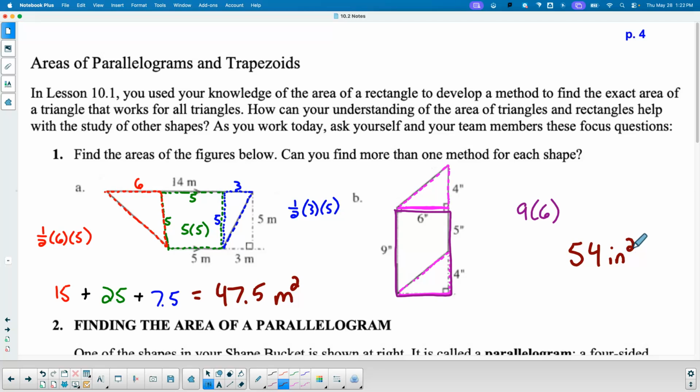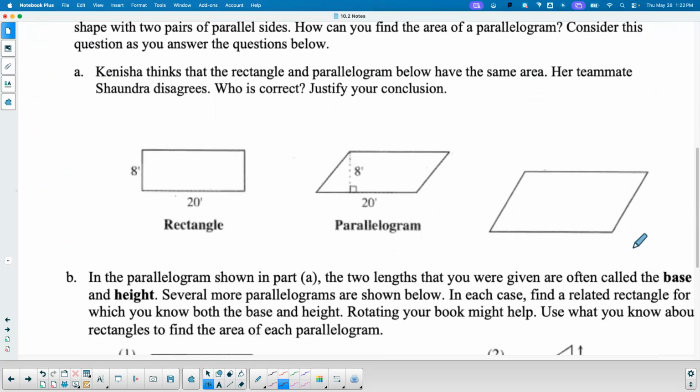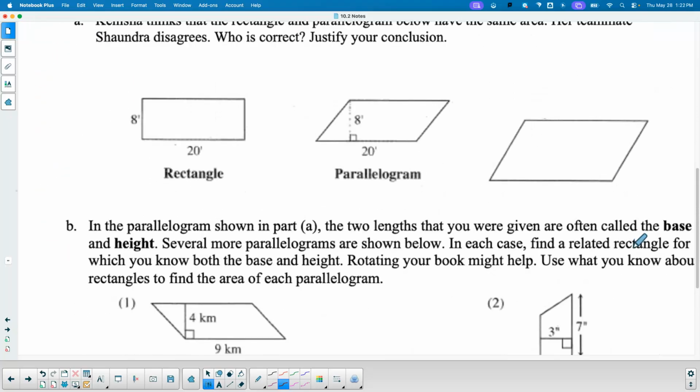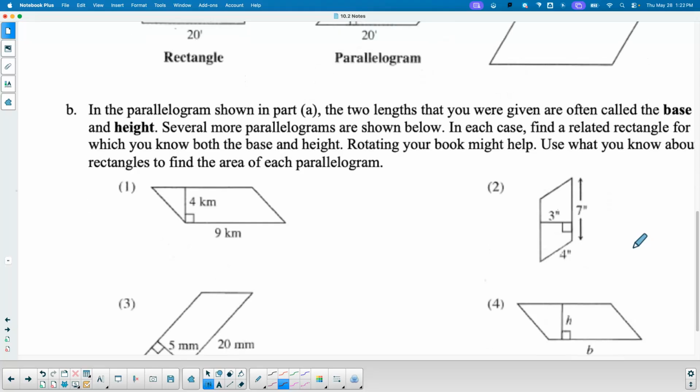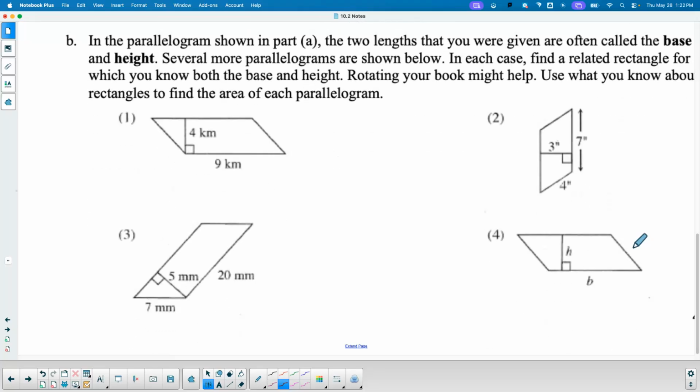Okay. So if we're finding the area of a parallelogram, it is literally just base times height. Okay? Base times height, just like a rectangle. As long as you know the height and you know the base, you're fine. What's the relationship that we need to have between a base and a height? Perpendicular. It's got to be perpendicular. If it's not perpendicular, it is not a base and a height.